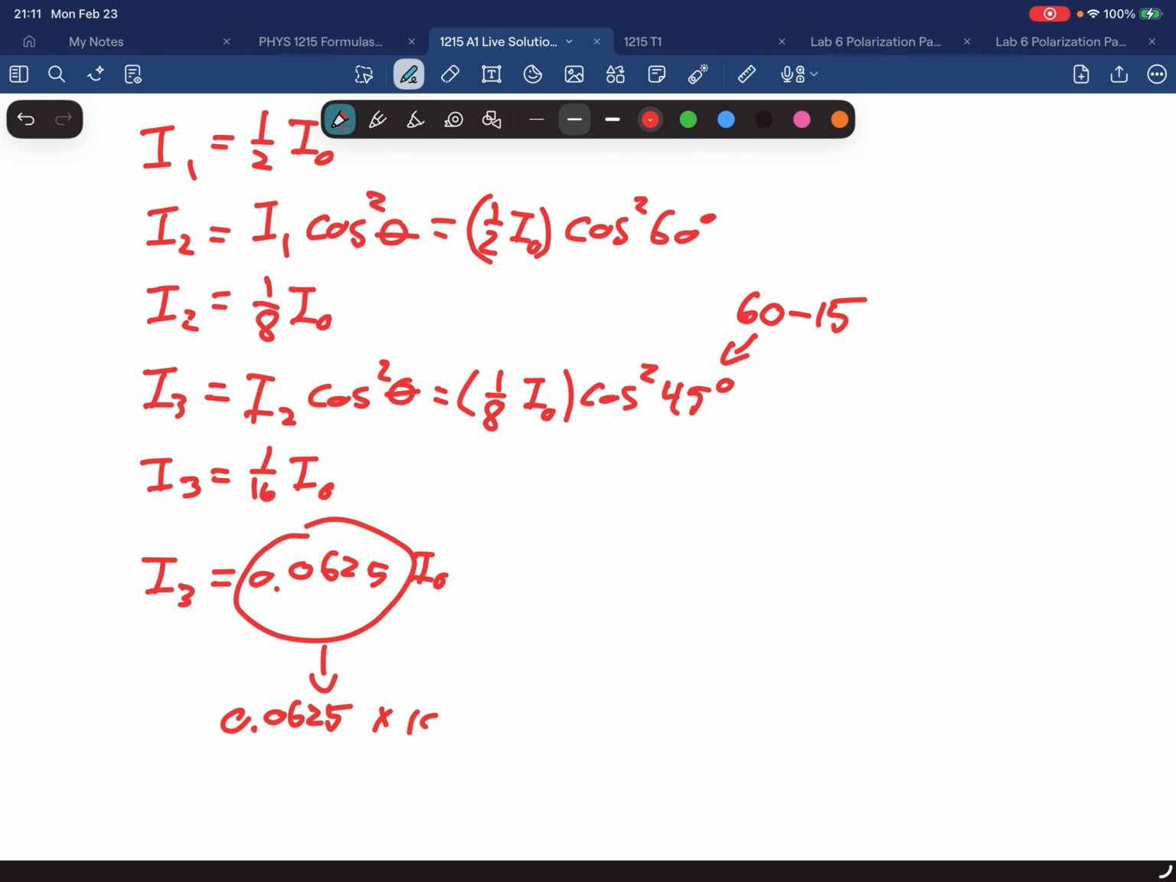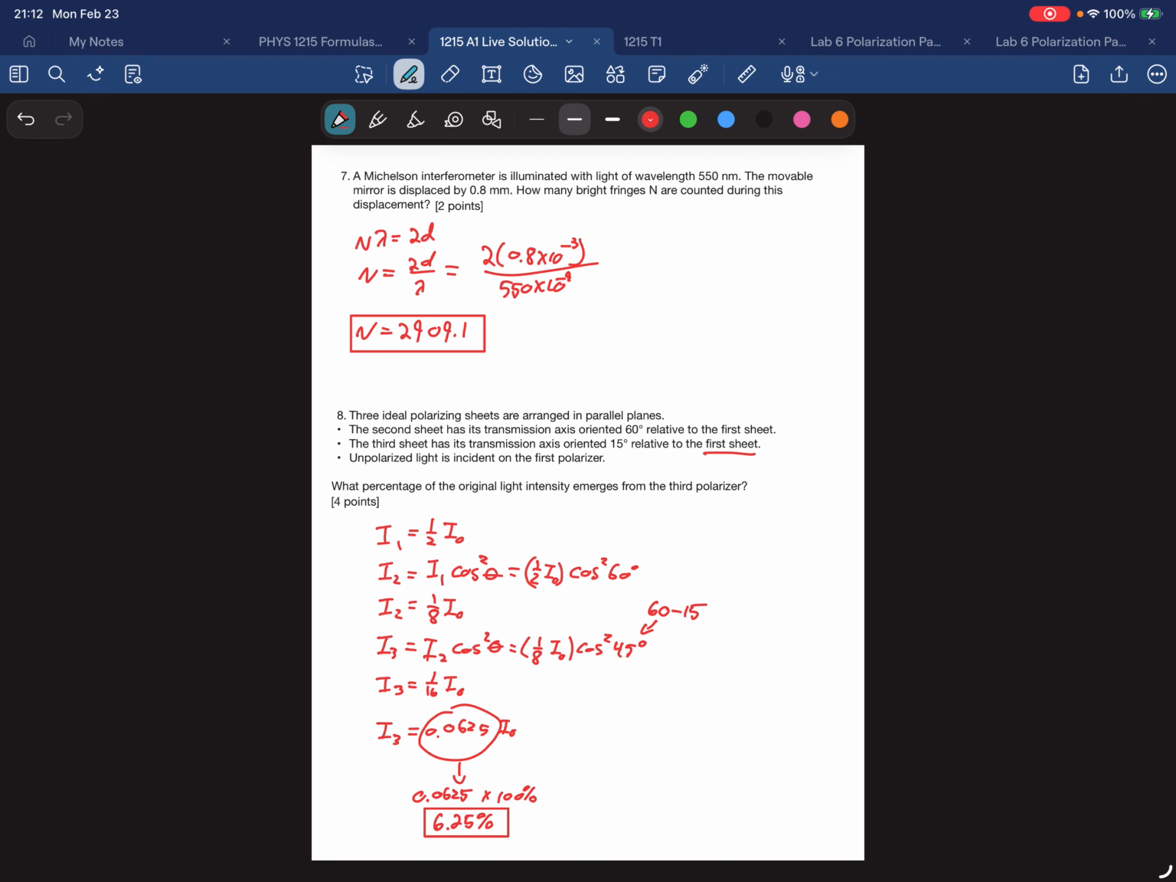0.0625. Multiply that by 100%. We get 6.25% of the original light transmitted after passing through all the filters. So those were questions 7 and 8.